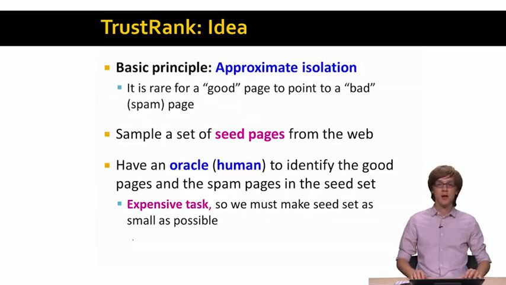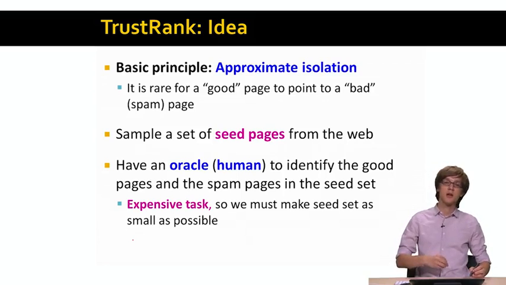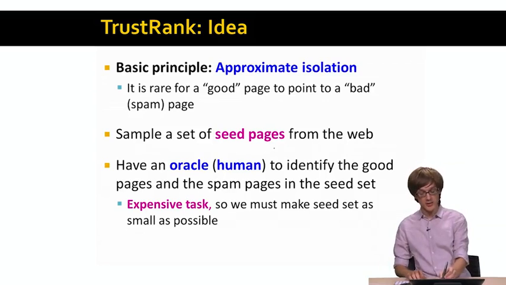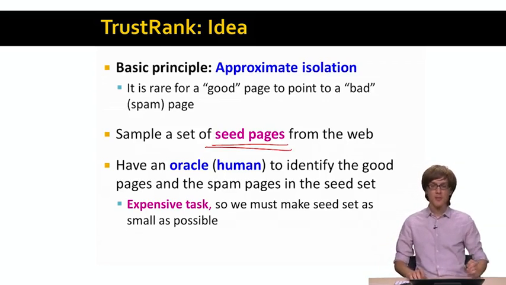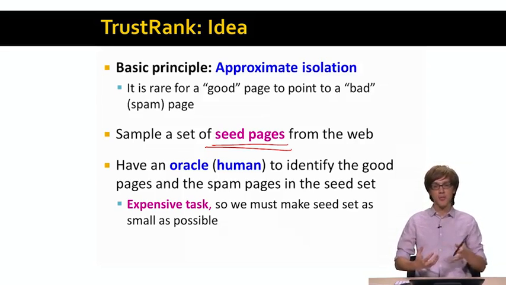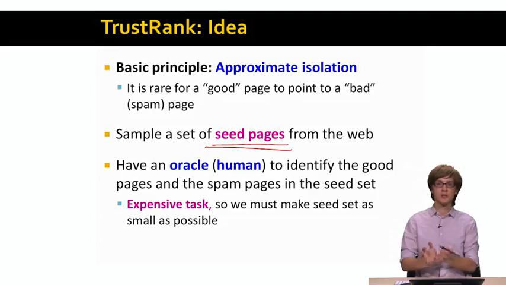So let's think about this a bit more and see what the idea is. The idea behind TrustRank is the notion of approximate isolation, where it's rare for a good page to point to a bad page, right? It's very rare that a good legitimate page would point to spam. So we want to select a set of seed pages from the web that we trust, that are good, and then compute some kind of similarity or importance or proximity of all the other web pages on the web to this trusted set.